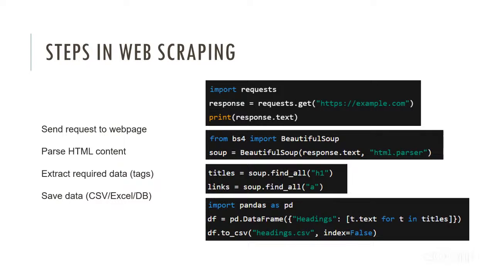Okay, so the four steps of web scraping are: first, send a request, which means get the web page using requests. Then parse the HTML, using Beautiful Soup to understand the structure. Then extract tags, finding data inside tags like h1, p, or a. Then last, store the data. Save it in CSV, Excel, or a database using pandas. With these steps, we can scrape almost any website in a structured way.